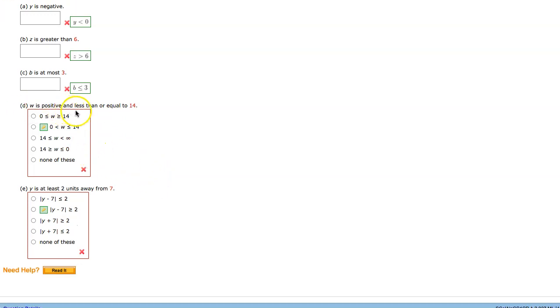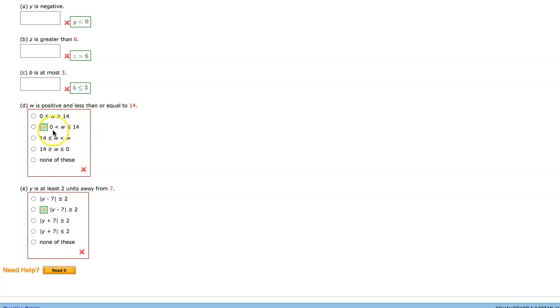Now w is positive and less than or equal to 14. So w is positive. So if w is positive, yeah, I know it's w greater than 0, but remember, wedge. 0 less than w. We want that, right? w greater than 0 says the same thing as 0 less than w. So we want w to be above 0, but at the same time, less than or equal to 14.